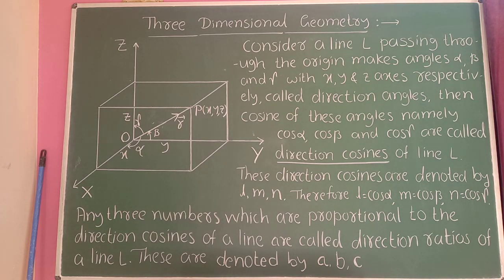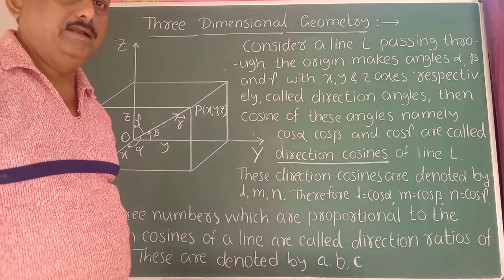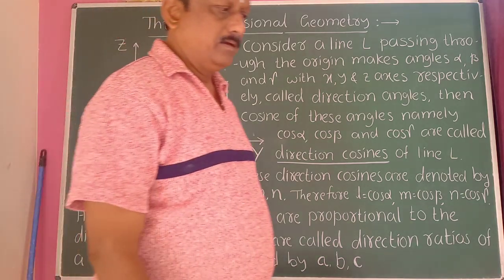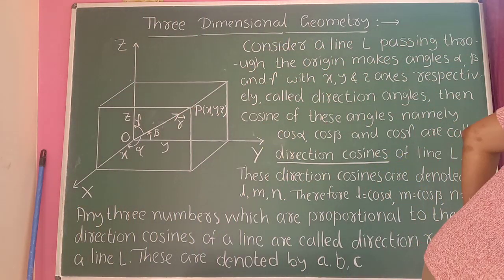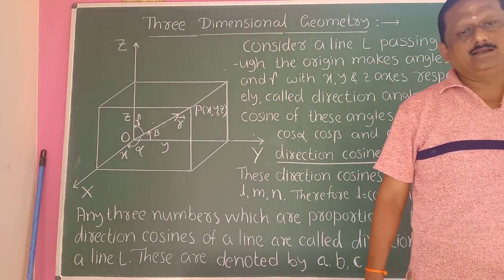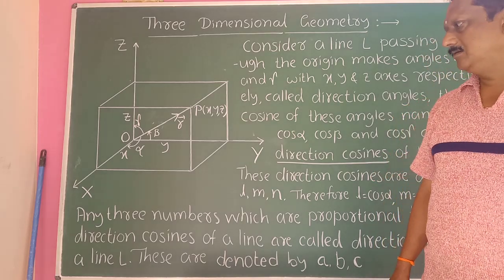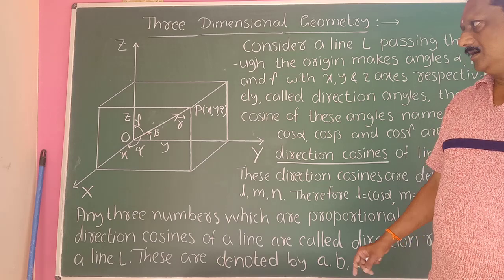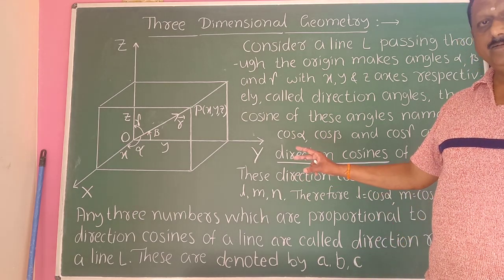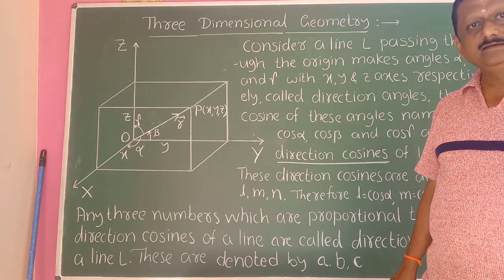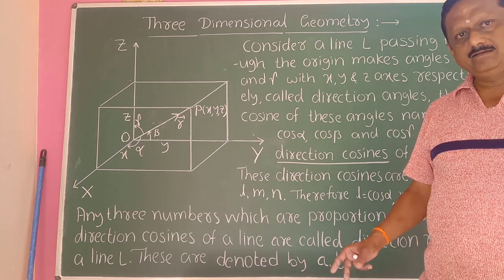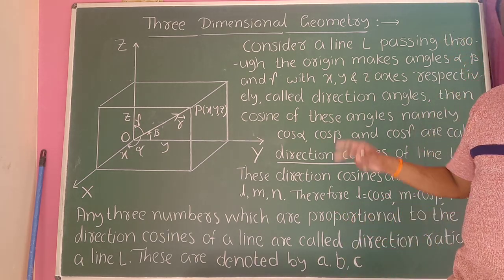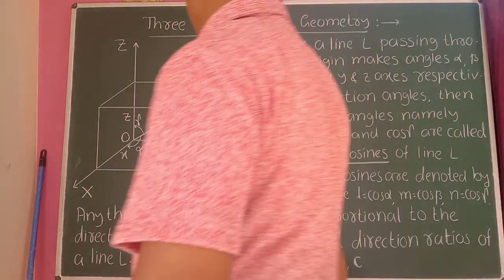Okay. Here the next chapter is three-dimensional geometry. I told you that in this chapter we are using some of the definitions and formulas of vector algebra. Therefore, here we are using direction cosines. We have studied direction cosines in the vector algebra chapter. I repeat once again the same definition here.